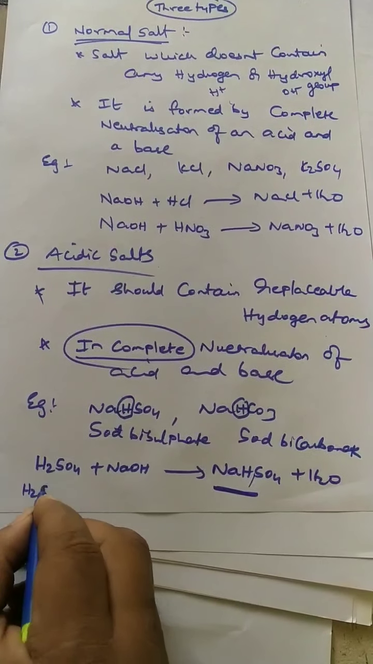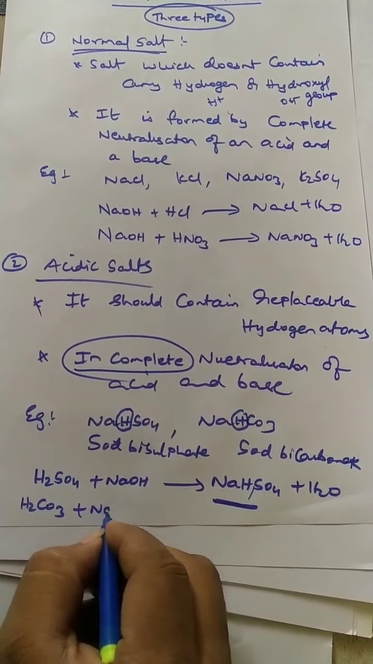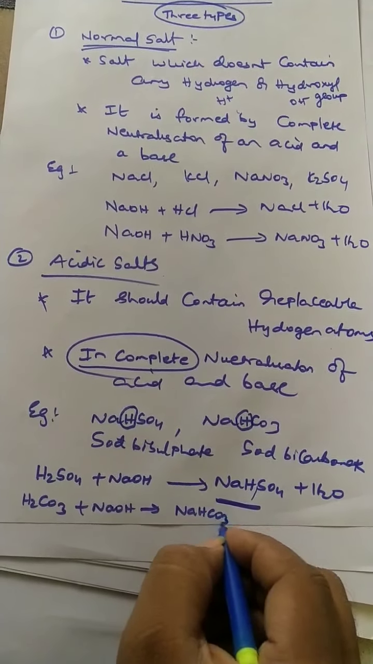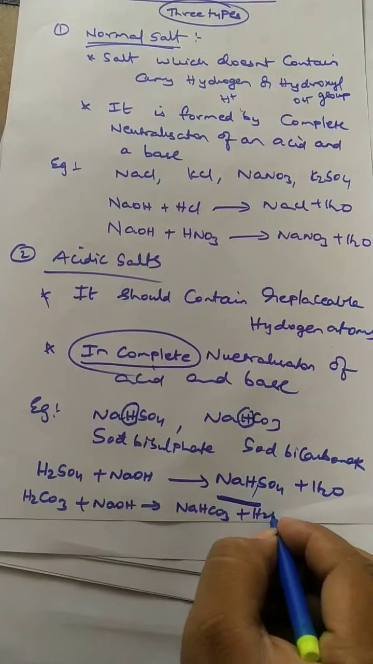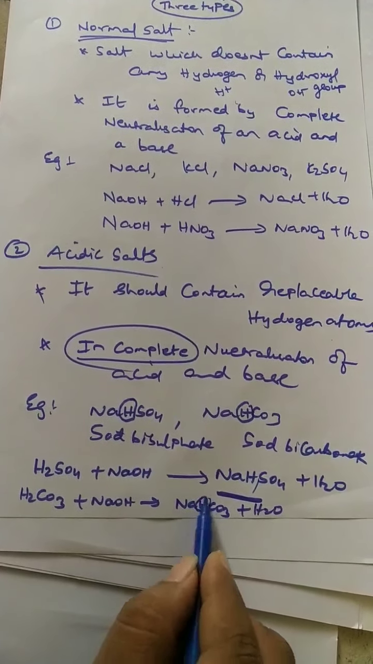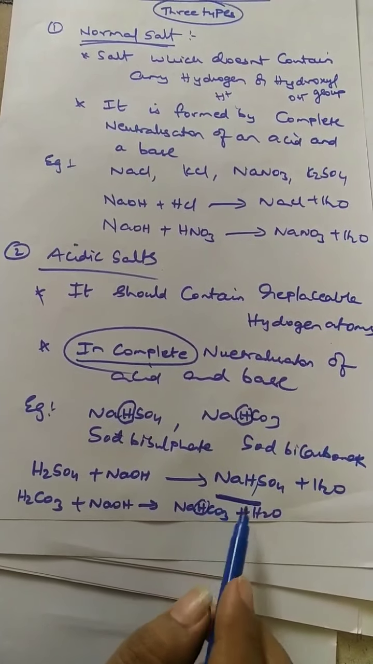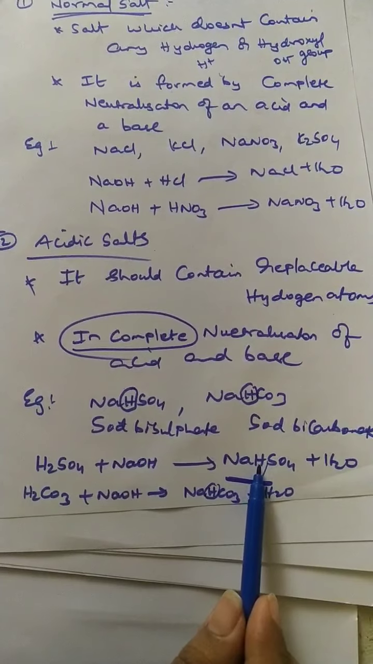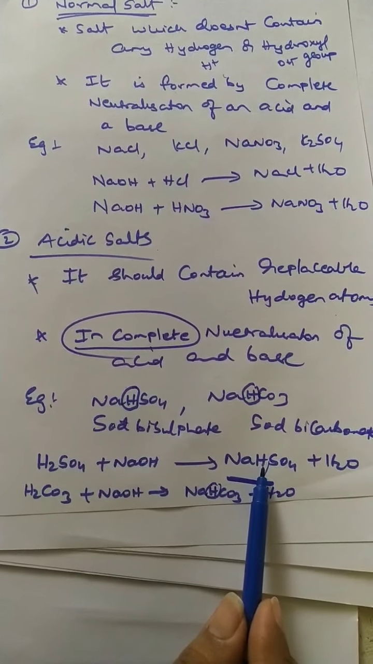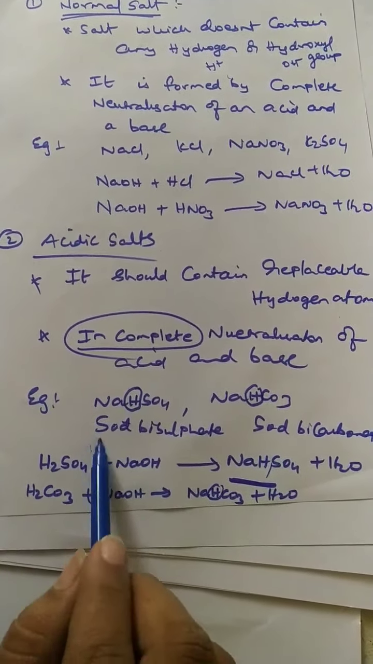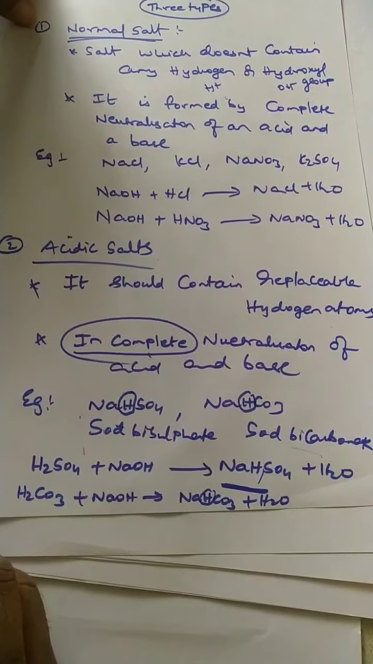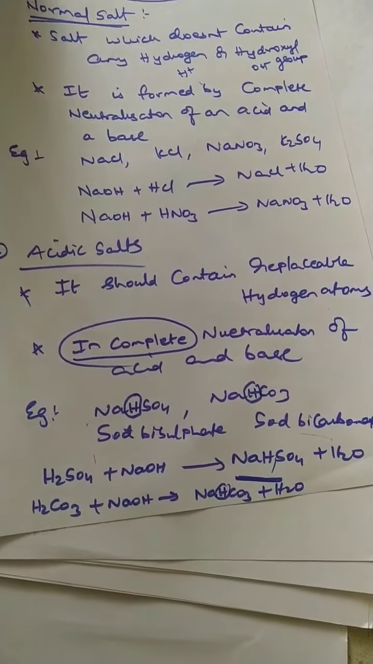At the same time, H2CO3 plus NaOH gives NaHCO3 plus H2O. Here also H plus is there, so this is an acidic salt. It contains compulsorily at least one replaceable hydrogen atom. These acidic salts are mainly formed due to incomplete neutralization of acid and base, right? This is about acidic salt: compulsorily, you find at least one H plus ion in that salt.